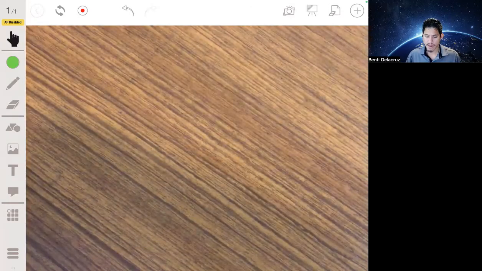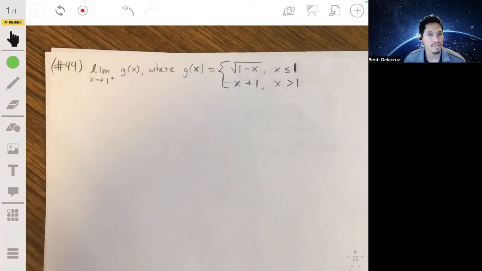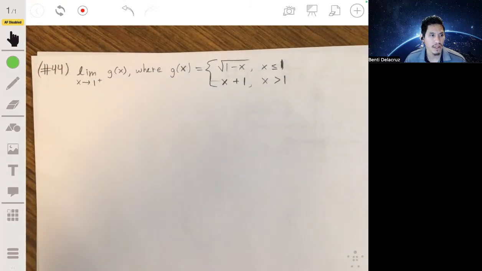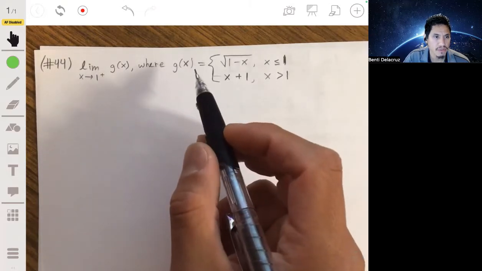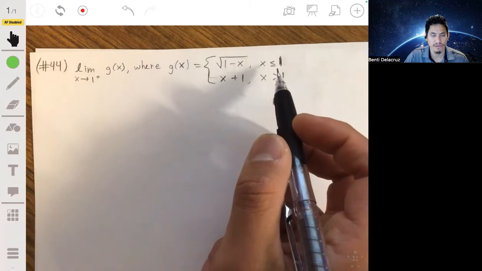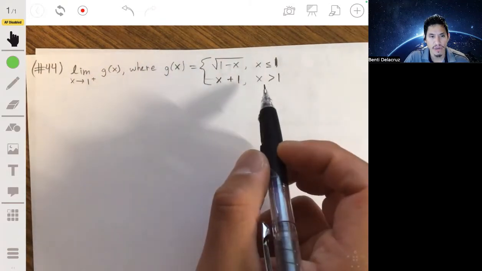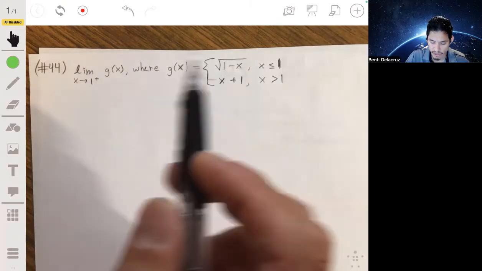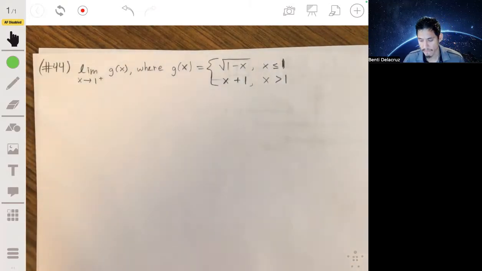Let's look at another one. Okay, here we have another one-sided limit where we have a piecewise function where g of x is square root of 1 minus x whenever x is less than or equal to 1, and it's the linear function x plus 1 when x is more than 1. And we're looking for the one-sided limit as x approaches 1 from the positive side.